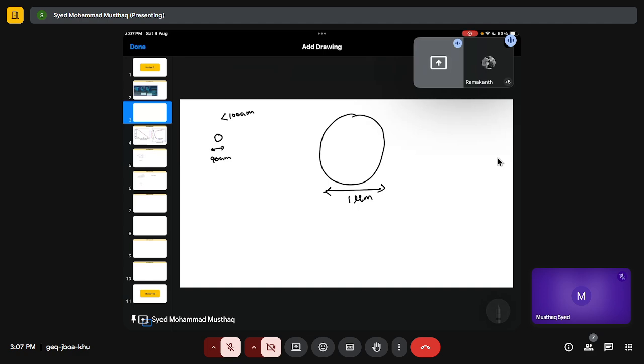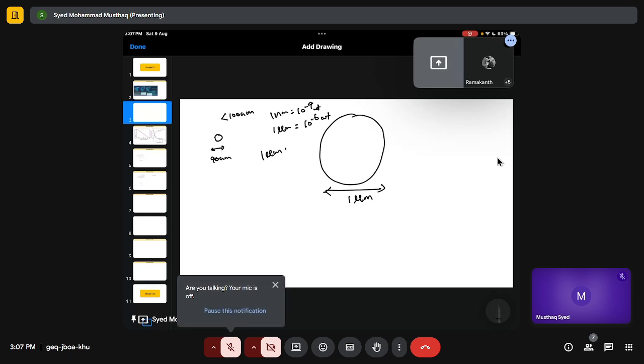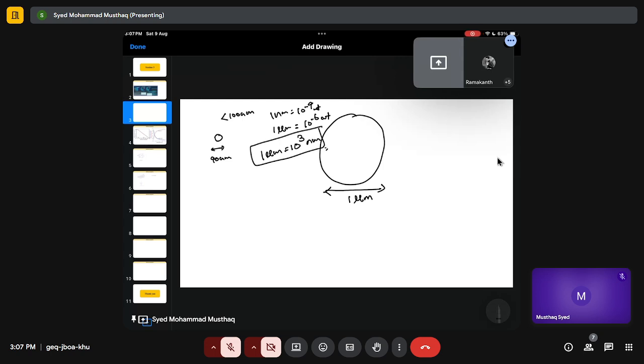1 nanometer equals 10 to the power of minus 9 meters, and 1 micrometer equals 10 to the power of minus 6 meters. If you equate them, then 1 micrometer equals 10 to the power of 3 times 1 nanometer, right? I hope I'm not wrong. Yes, so it is 10 to the power of 3 nanometers.